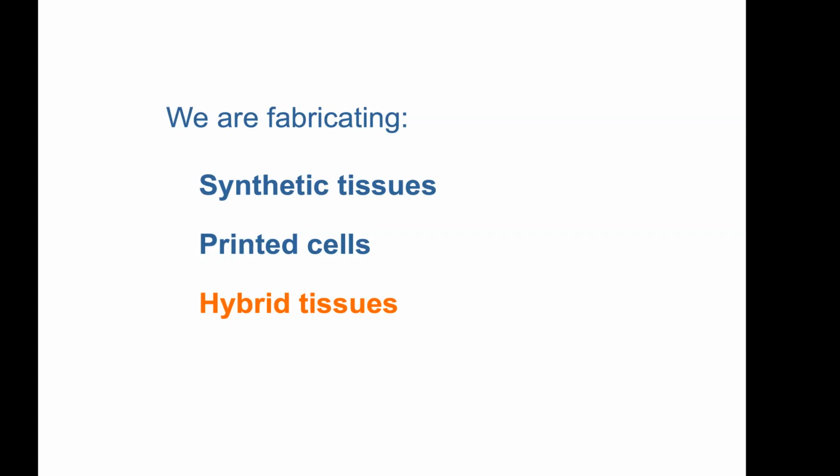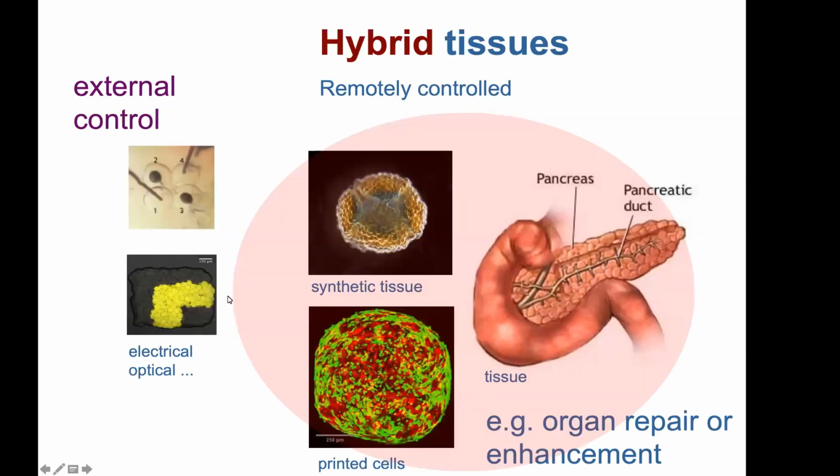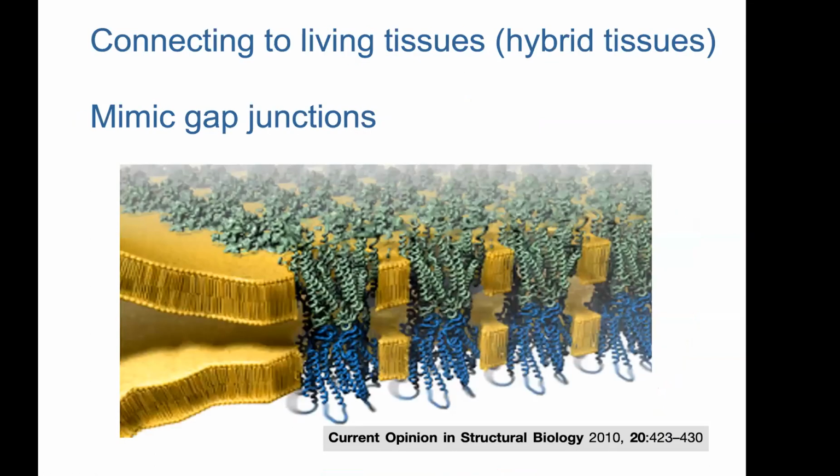So let me just finally finish up by telling you about this idea of making hybrid tissues. So we can make synthetic tissues, and we can print cells. Can we bring these together in some way? So the idea would be to connect synthetic tissues to printed cells, or connect synthetic tissues to living tissues, and then maybe be able to control them from the outside world, as I mentioned earlier, and use these to repair or enhance damaged organs.